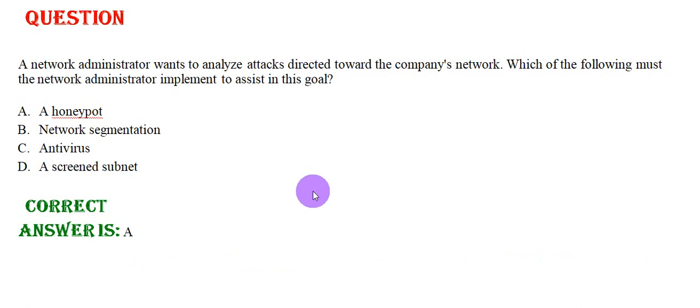A network administrator wants to analyze attacks directed towards the company network. Which of the following must the network administrator implement to assist in this goal? Option A, honeypot. Option B, network segmentation. Option C, antivirus. Option D, a screened subnet. The correct answer is option A.